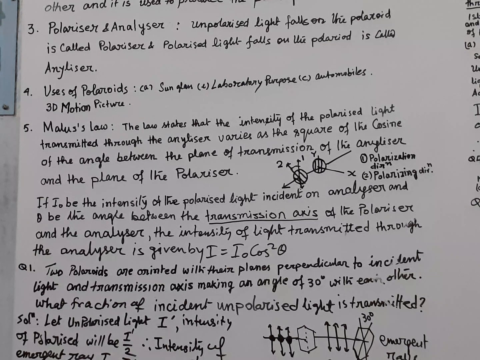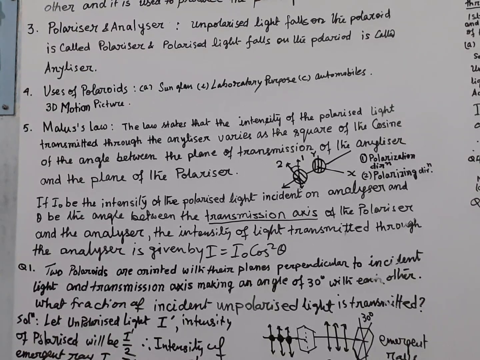Problem number 1: two Polaroids are oriented with their planes perpendicular to the incident light and their transmission axes making an angle of 30 degrees with each other. What fraction of the incident unpolarized light is transmitted? A diagram is shown here.